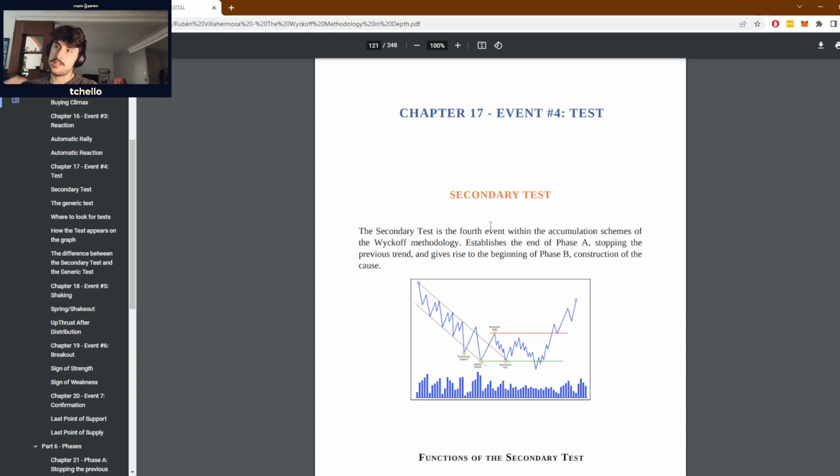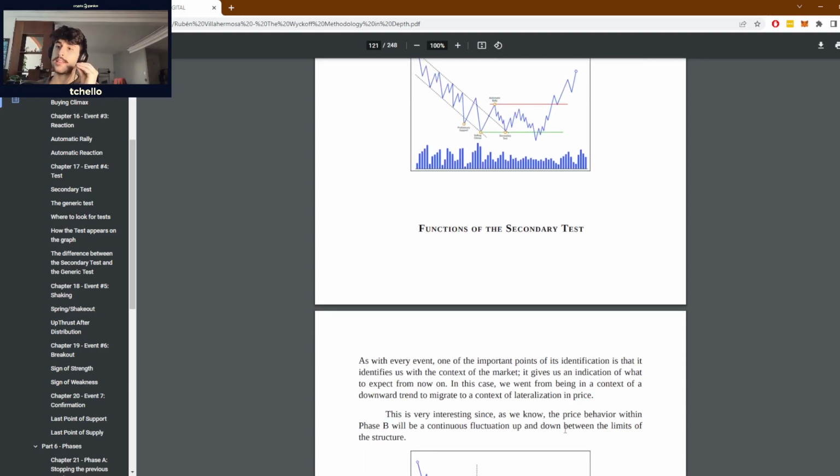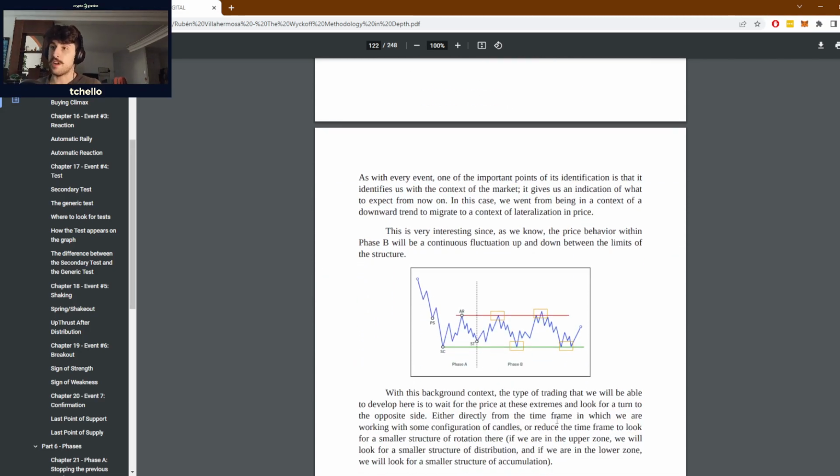All right, so the secondary test usually happens at the end of phase A, which is the phase of stopping the previous trend, and it initiates the beginning of phase B, which is building that cause to make the price go up. All right, so the secondary test has some function. Okay, it's not just a random pattern that Wyckoff observed, and so he decided to write in his book that every range should be like that.